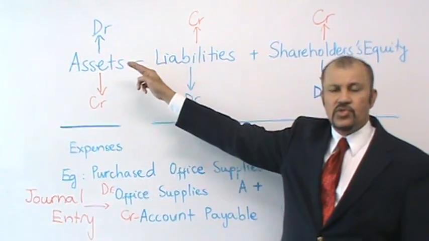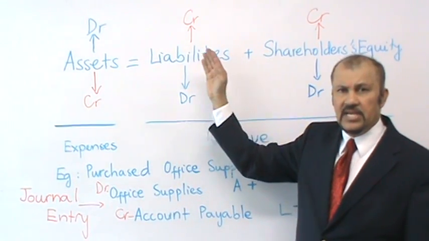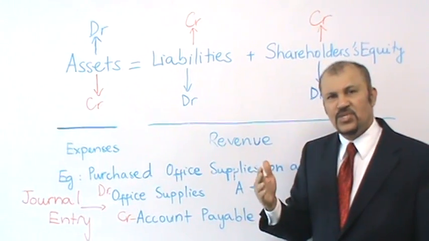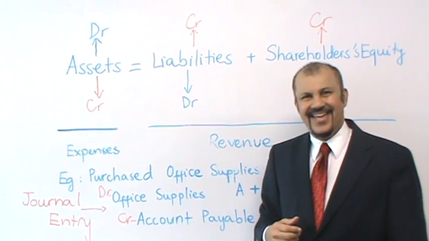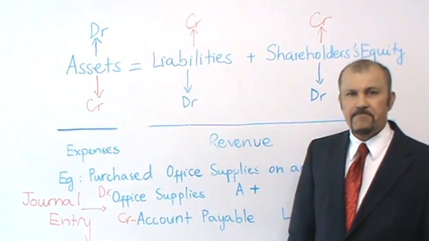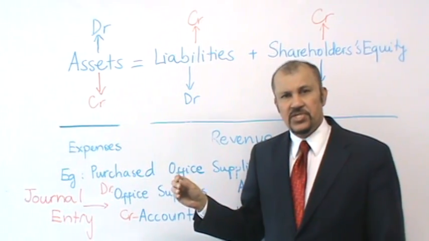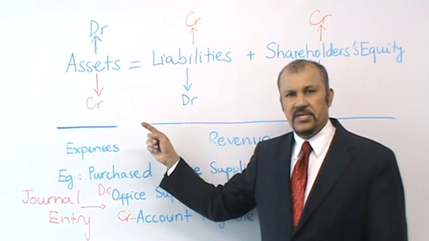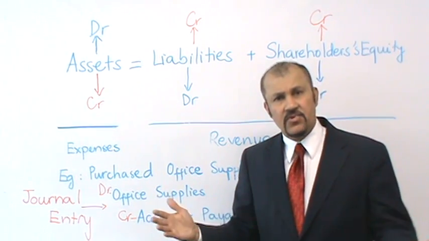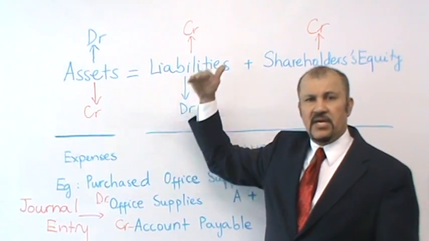So I have just gone through the rules as it pertains to the increases for assets, liabilities, and shareholders' equity. Let me give you a few seconds now to digest this, and then I'm going to start talking about the decreases. Now, the decreases. The good news is that the decreases for each of these families will work just the opposite of the increases. So if you remember the increases, then the decreases are the opposite.